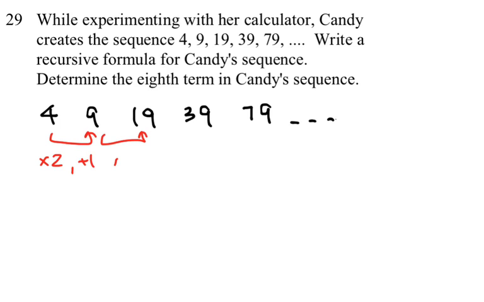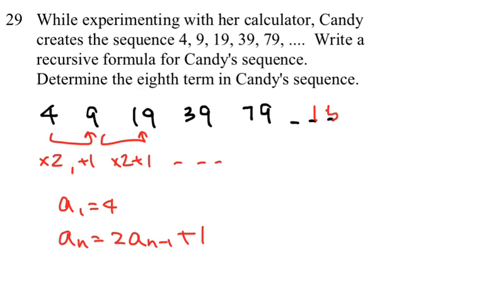So now, once you do that, multiplying by 2 and then adding 1, so forth and so on. Then a sub 1 was 4, and the following term is 2 times the previous term, and then adding 1. So that's basically the way to do it. Now the next term is 159 by multiplying 79 by 2 and adding 1. If you multiply 159 by 2 and add 1, you're going to get 319 and 639. And in our case, they're looking for the 8th term, so 639 would have been the answer.